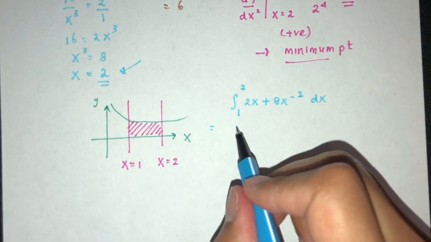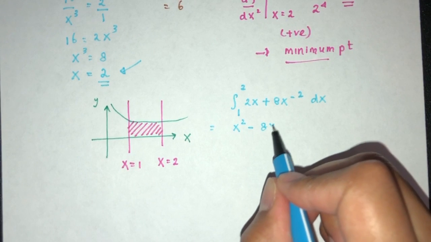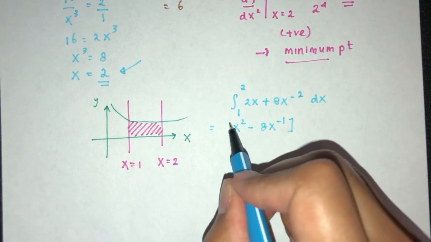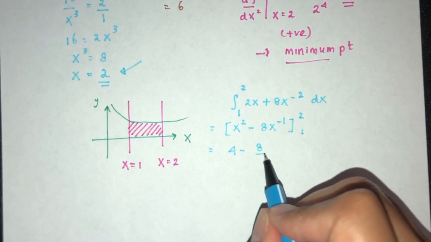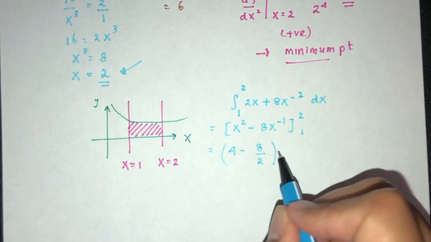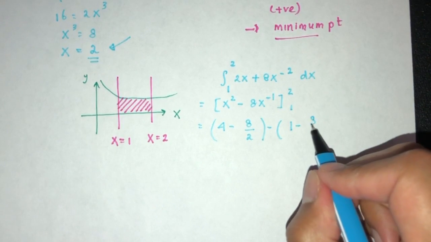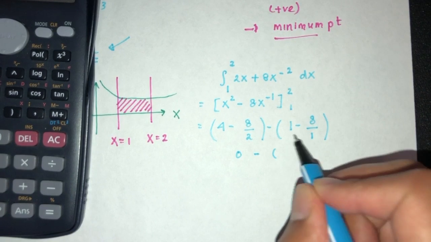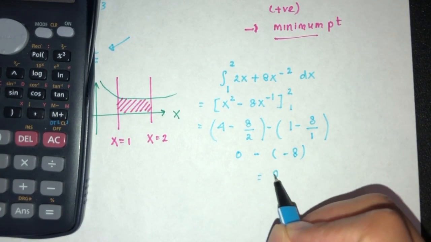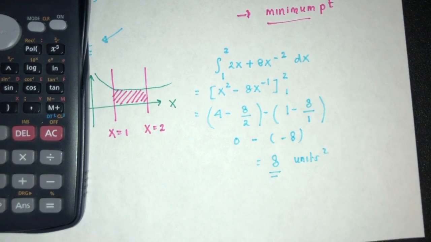So one by one, that will be x squared, and then we have minus 8 x power minus 1, limits of 2, 1. That should be 4 minus 8 over 2, minus 1 minus, that should be minus 8 over 1. So 4 minus 4, right, that should be 0, and that should be minus 8. That should be 8 units square for your area.